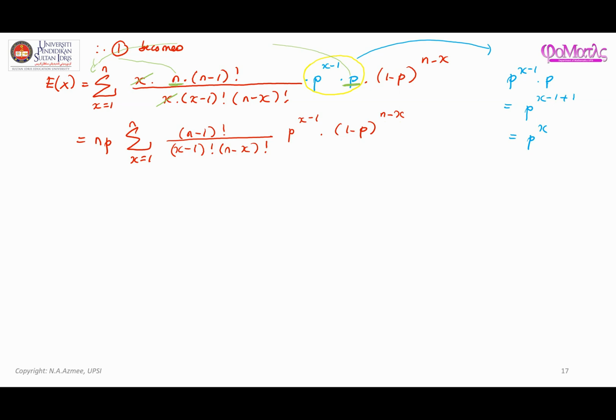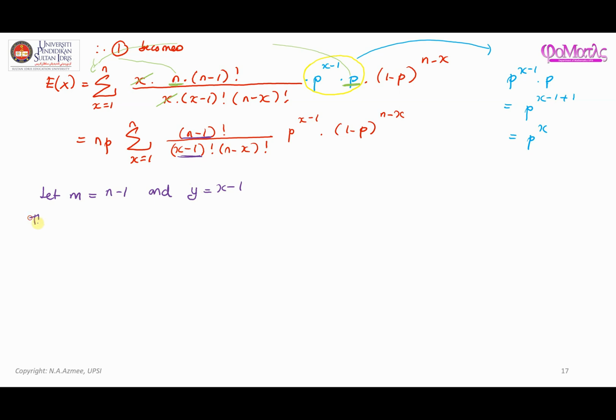Now we're going to make it look even more simple by doing another representation where we're going to let m represent n minus 1. So making it even more simple by calling this whole thing with just one alphabet, m, let's say. And we're going to call this with just one alphabet, so we're going to call it y. So y is x minus 1.